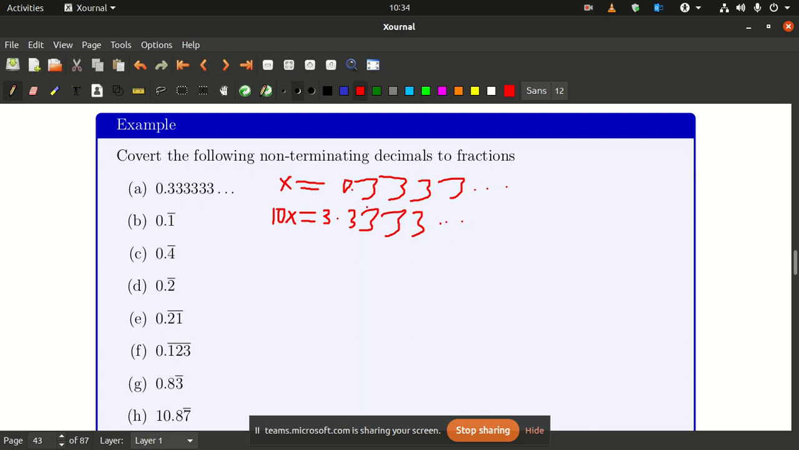Can you see that the numbers after the decimal point, I have 3, 3, 3, 3, 3, and then they continue. These dots mean that I have so many 3s going forward. And here, after the decimal point, I still have 3s that keep continuing. Now, can you see these numbers that are the same after the decimal point?